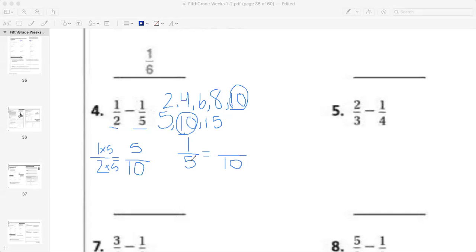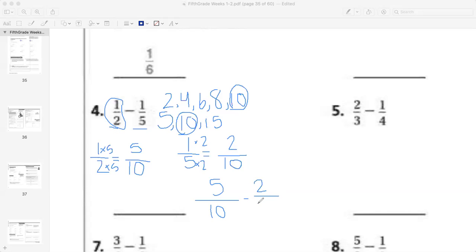Then for my 1/5, 5 times what gets me 10? That would be 2. And then 1 times 2 is simple enough, which is 2. So 1/5 is the same as 2/10. So now I have to rewrite this as an actual problem. So if I look in subtraction, the first fraction I had was 1/2, which became 5/10. So that needs to be first. So I have 5/10. And I'm taking away 1/5, which became 2/10.